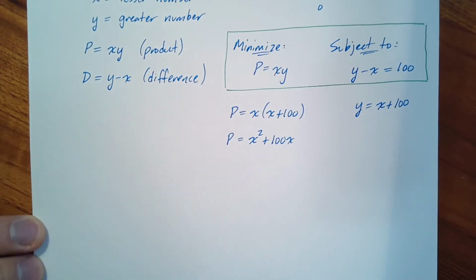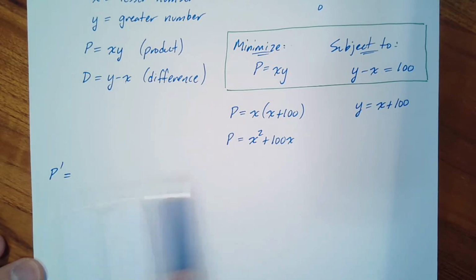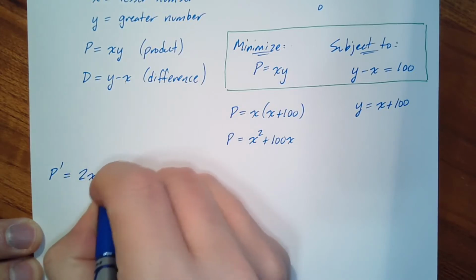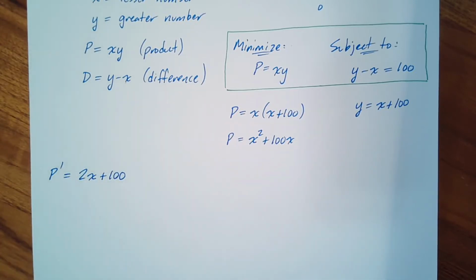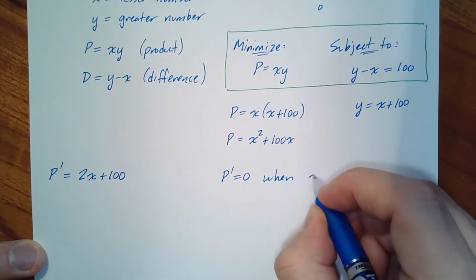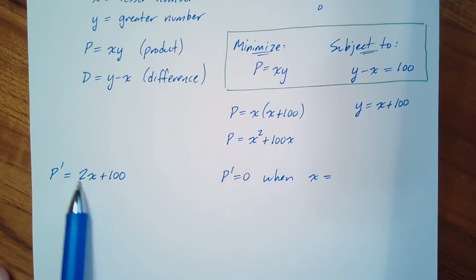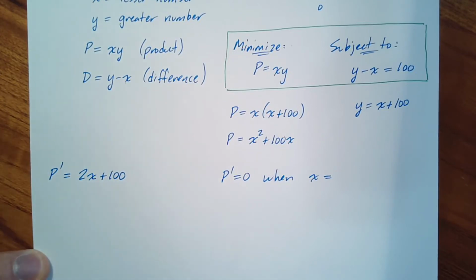So let's, I'll start that over here. So we got all the space over here. There's no sense in wasting it. So P prime, if I differentiate P term by term, I'm going to get 2x plus 100. Okay, great. Let's look for critical numbers. P prime is going to equal 0 when x is equal to what? Well, how are you going to make this equal to 0? You need to make 2x equal to negative 100. So how is 2x going to become negative 100? If x itself is negative 50. Okay, so that's our critical number.